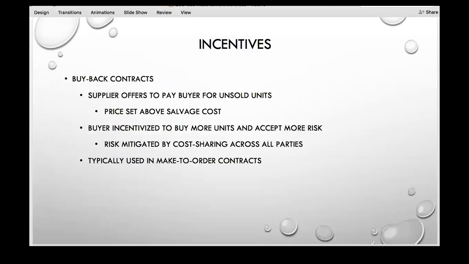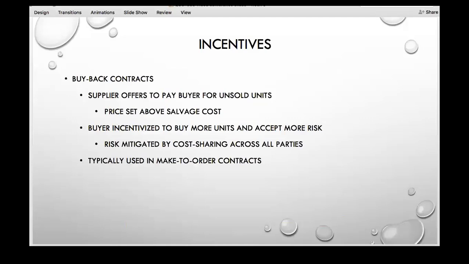So incentives, buyback contracts. It's very simple. The supplier offers to pay the buyer for unsold units. So the supplier may say, hey, look, in the previous scenario where the buyer buys 900, but the supplier wants them to buy 1,000, then they'll say, hey, look, buy 1,000, and for any ones that you do not sell, we will buy them back from you for a certain cost above salvage cost. So let's say that the salvage cost is $10. They'll say, look, for any products that you cannot sell up to 1,000, we will pay you $11 for each one.